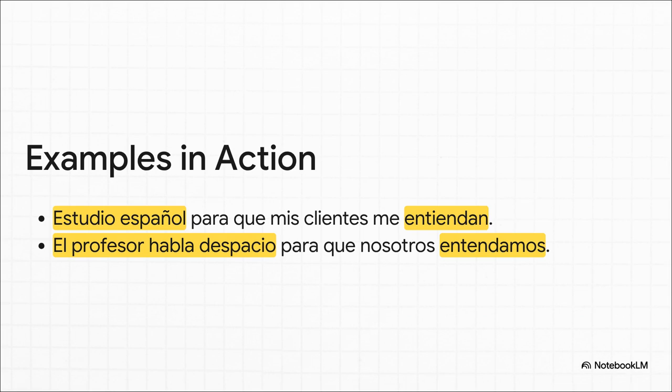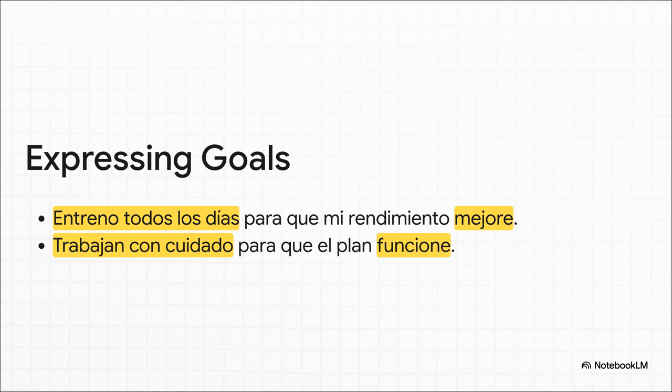First up, estudio español para que mis clientes me entiendan. The subject goes from I, who studies, to my clients, who understand. Since it's a different subject, entender flips to entiendan. It's the exact same logic in the next one. The professor, that's subject 1, speaks slowly so that we, subject 2, can understand. Subject change? You got it. Subjunctive gets triggered.